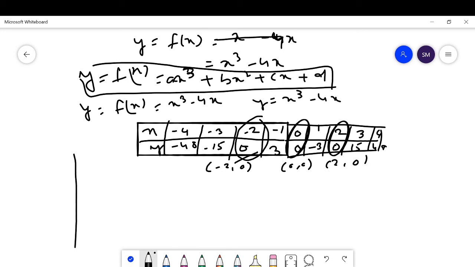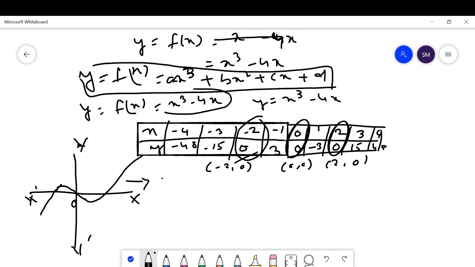Look at here. What is the graphical representation of the cubic polynomial? You know, this is y, this is y dash, this is x, this is x dash, this is 0, the origin. Then the graph will be like this. It cuts the x-axis at minus 2, 0. Then it passes through the origin. Then it goes like this. This is the graphical representation of a cubic polynomial, meaning this is the graphical representation of the cubic polynomial x cube minus 4x.